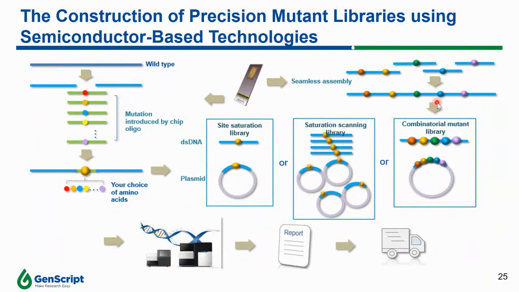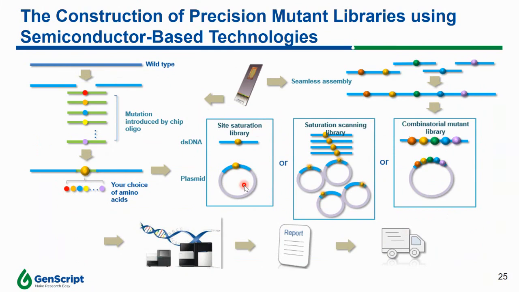Now, I will walk you through the approach GenScript utilizes, based on our semiconductor technology, to construct different types of libraries for different purposes. We use this semiconductor chip technology to synthesize oligos that contain only the particular mutated sites of interest, and then we stitch them together with the constant regions using our proprietary assembly method. This allows us to generate a pool with a large number of different variants. Based on this technology, GenScript can construct 3 different types of libraries.